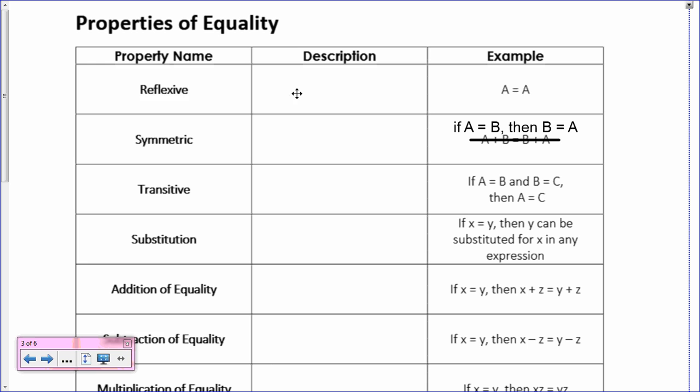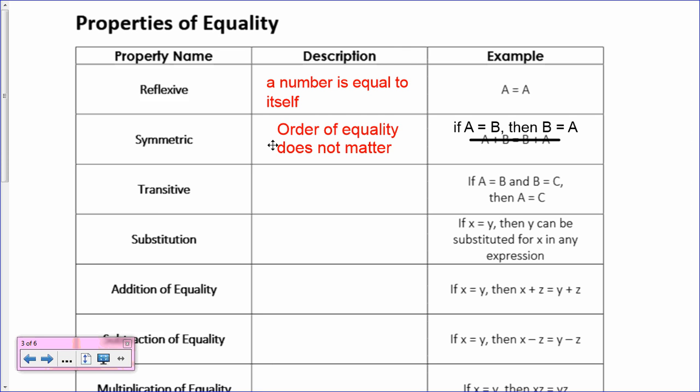Okay? First one is reflexive. It just means that a number is equal to itself, like a equals a. Think of it like it's a reflection in a mirror. If the equal sign was a mirror, you see exactly that. Okay? Symmetric property says that the order of equality doesn't matter. So if I have a equals b, I could write it the opposite way and say that b equals a. Okay? The way that you write it around the equal sign doesn't matter. The order, what comes before the equal sign, what comes after, that doesn't matter. It's still going to mean the same thing.